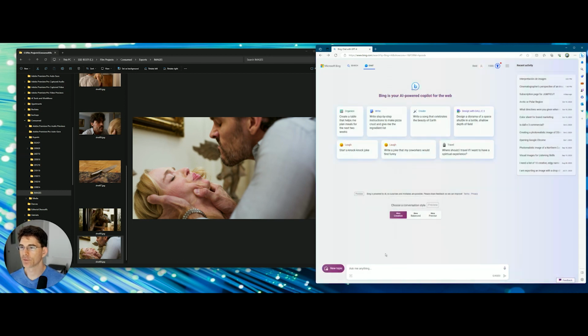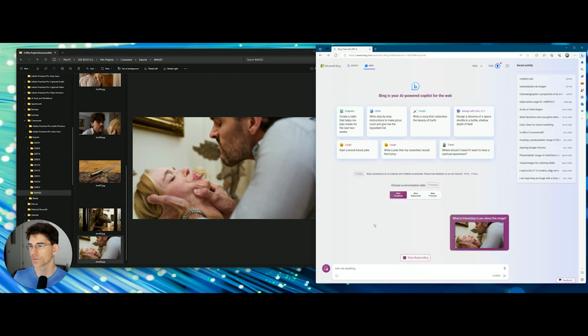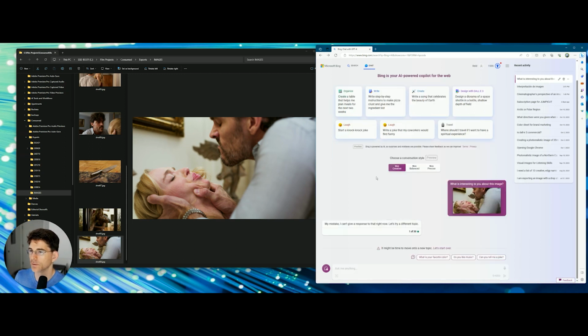New topic, let's go creative. Let's upload an image. What is interesting to you about this image? Ah, Jiminy Crickets. I think that should wrap up my test for this.